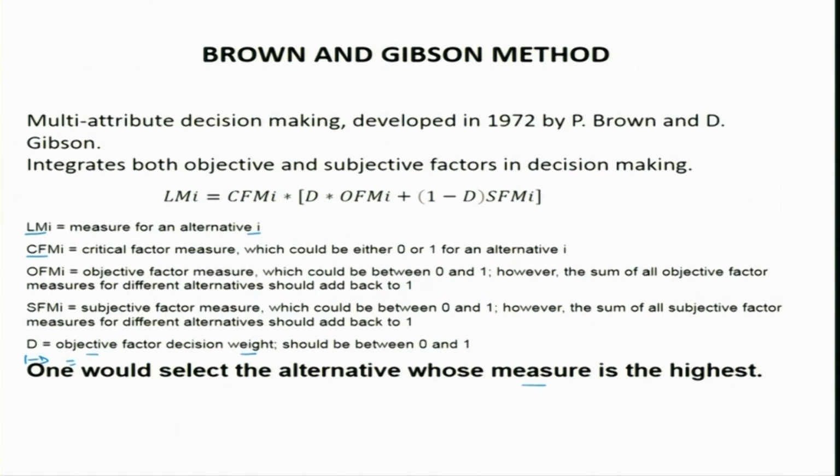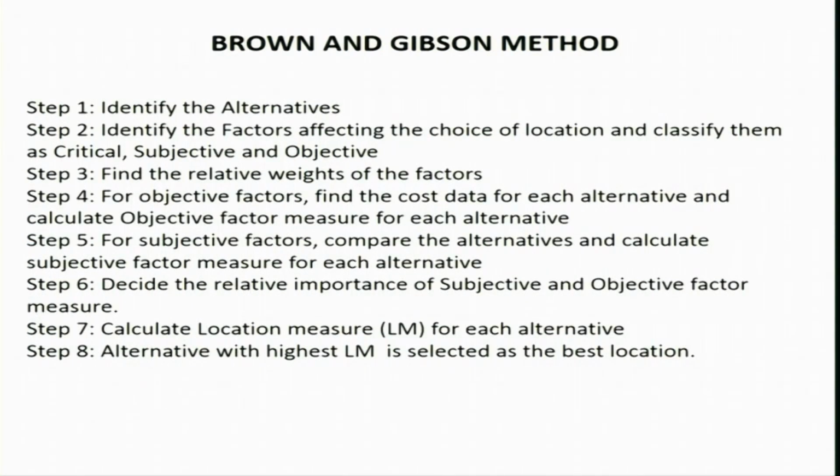Let us take one example. So, what are the steps? You have designed your own steps also, but let us read these. First, identify the alternatives. Then identify the factors which affect the choice of location and classify them as critical, subjective and objective factors. Find the relative weights of the factors, that is, the relative importance of the subjective factors and objective factors.